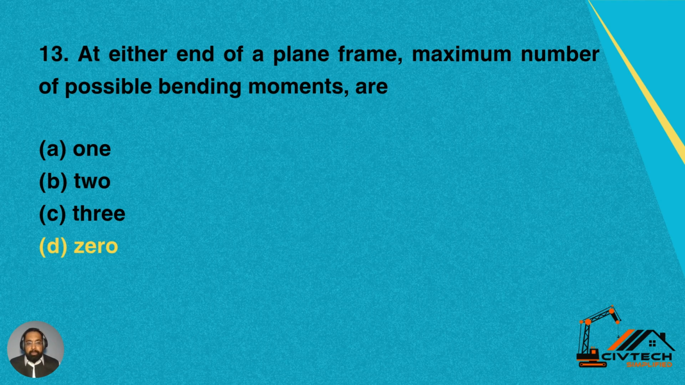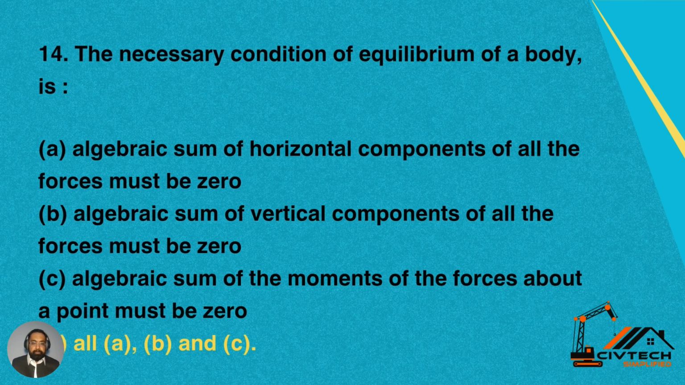Question 13. At either end of a plane frame, maximum number of possible bending moments are. In a plane frame, there is no bending moment. So A is 1, B is 2, C is 3, so D is 0. So D is the correct option for this question. At either end of a plane frame, maximum number of possible bending moments are 0.